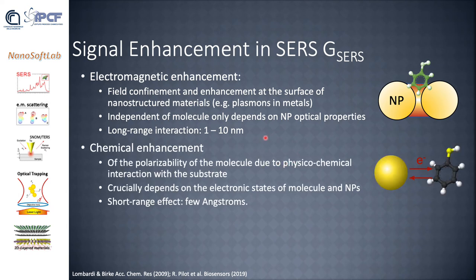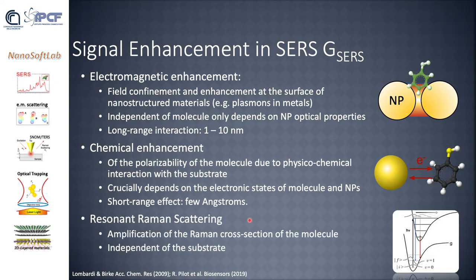The second factor is the chemical enhancement. This is an enhancement of the polarizability of the molecule that is due to physicochemical interaction with the substrate. There is an exchange of electrons and the generation of charge transfer states. It crucially depends on the electronic states of the molecule and of the nanoparticle, as indeed it is a short-range effect, a few angstroms. Finally, we have the typical resonant Raman scattering, in which if we are able to excite resonantly the molecule, we will benefit from an additional signal boost due to the resonant Raman scattering effect.